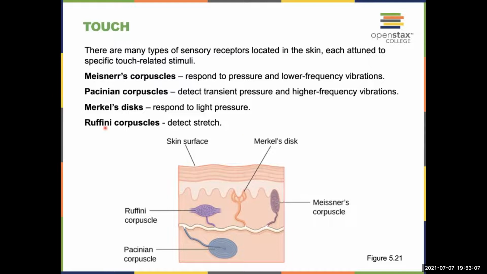And then there's the Merkel's disc, which responds to light pressure. And again, you'll notice that it's up closer toward the skin surface. And then finally, there's the Ruffini corpuscles, which detect stretch. And it's kind of interesting. You'll notice the shape of the Ruffini corpuscle. And so you can even imagine what that might look like when it's just detecting stretching of the skin, right? So those are the 4 different touch sensors that are located within your skin. And they're specialized, as we've discussed.